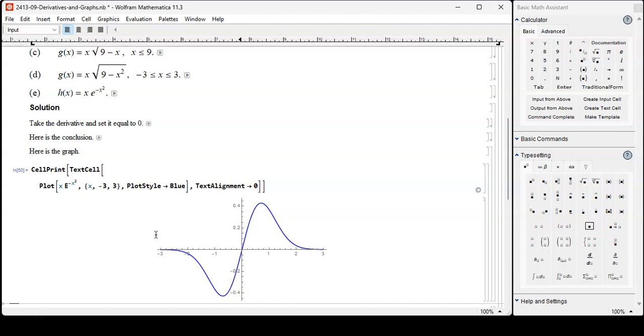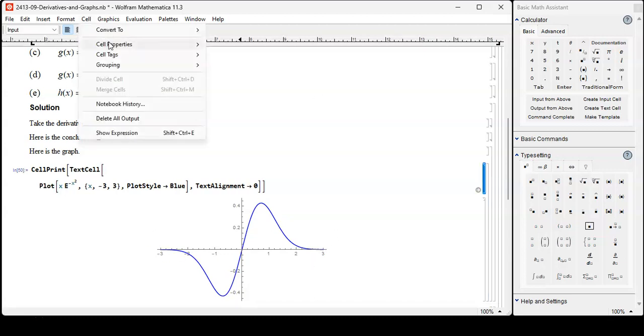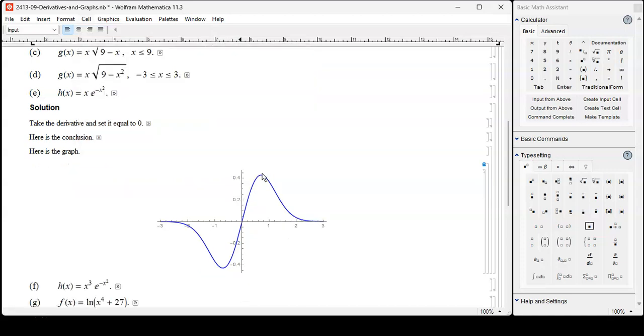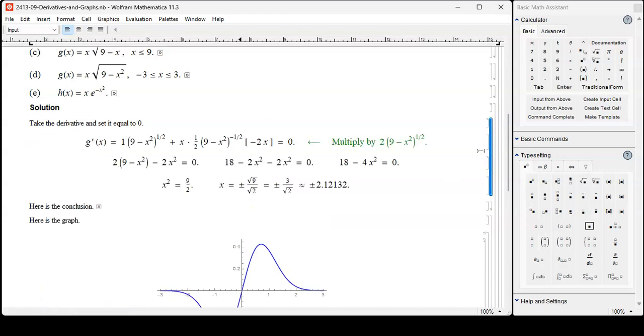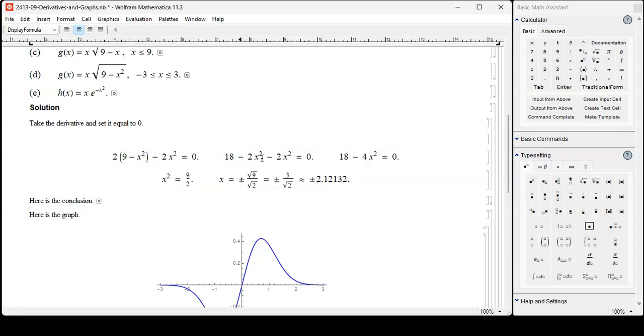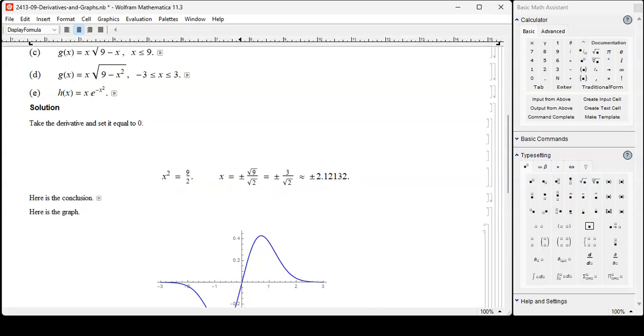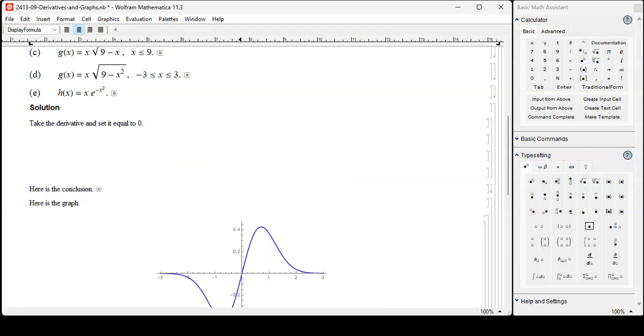Let's see, horizontal asymptote, they're going to 0 over there. And local maximum here, local minimum here, decreasing, increasing, decreasing. Okay, that's what I anticipate. Now let's take the derivative and set it equal to 0, and that's going to be a bit of a challenge here. We have to use the product rule, but also the chain rule.